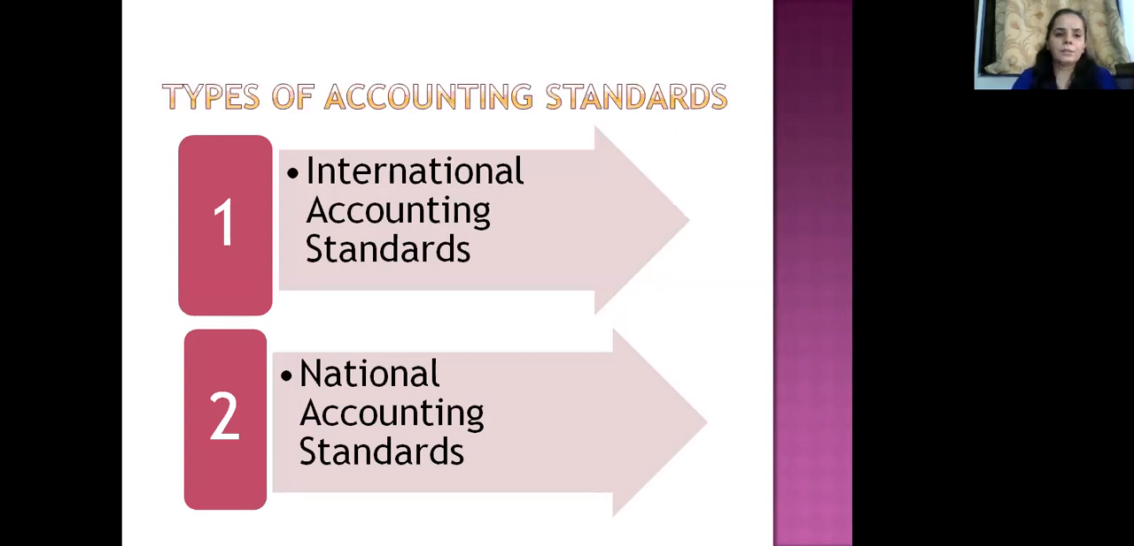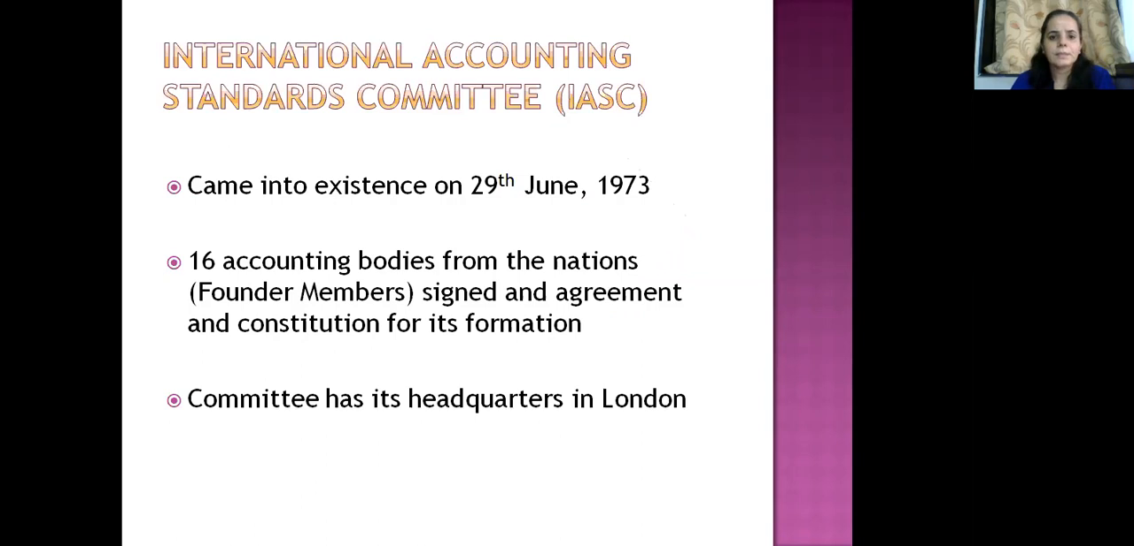Students, now let us turn our talk towards the types of accounting standards. There are two types of accounting standards. One is the international accounting standard and the second is the national accounting standard. First we discuss the international, and then slowly we will go to the national accounting standards.